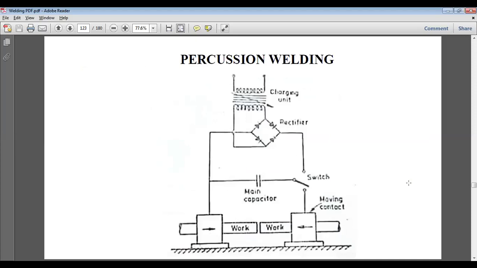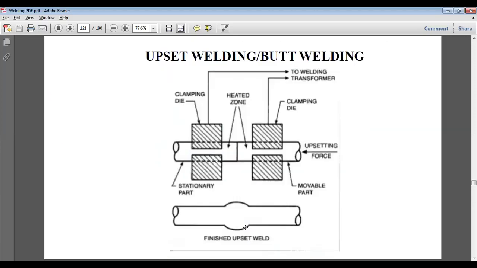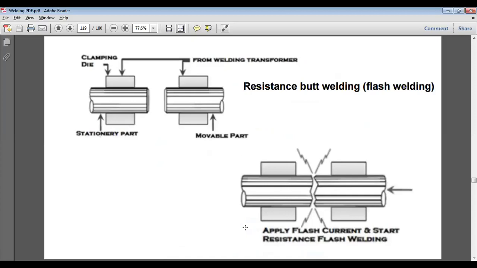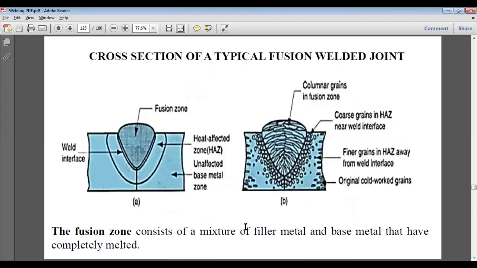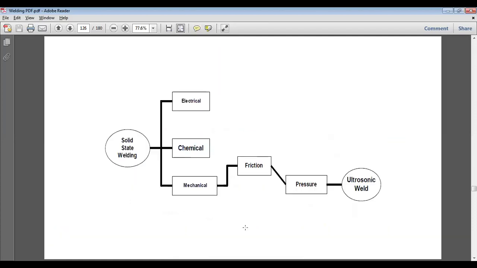Percussion welding, we are not going to explain in detail because this is not generally asked. In percussion welding we have an electric circuit and the workpieces are brought together, quite similar to projection welding or flash welding. The current is produced and these two are clubbed together, and this way we have percussion welding. Electrical, chemical, mechanical, friction, pressure, ultrasonic.